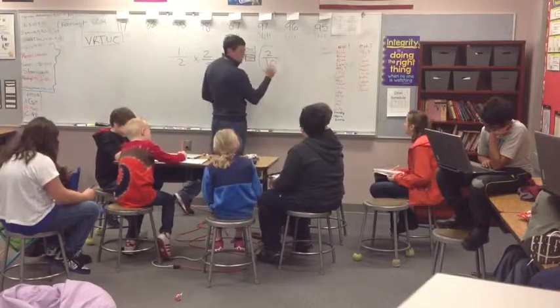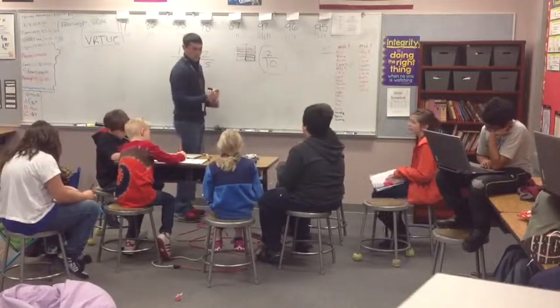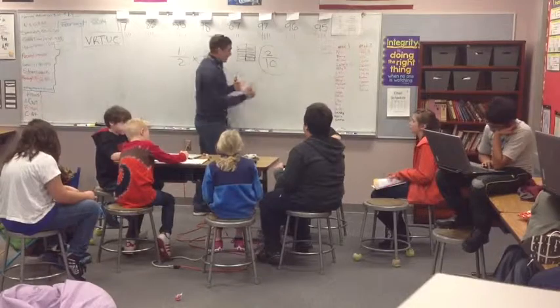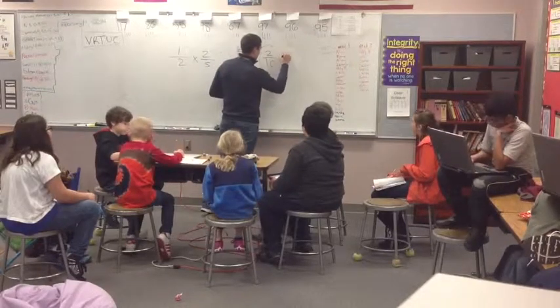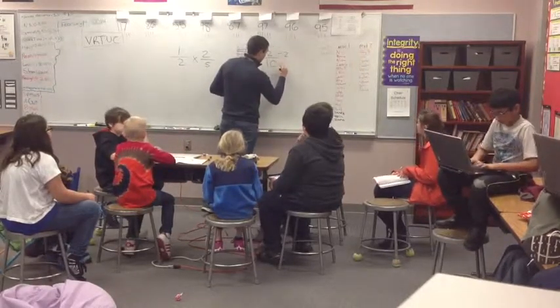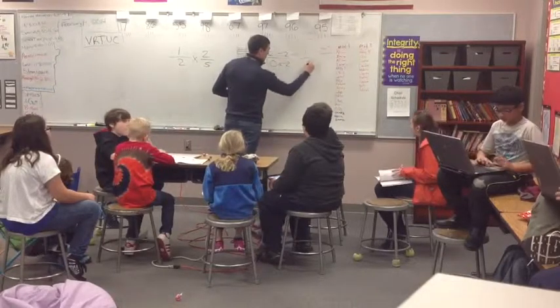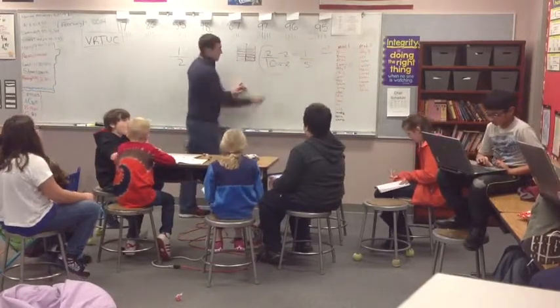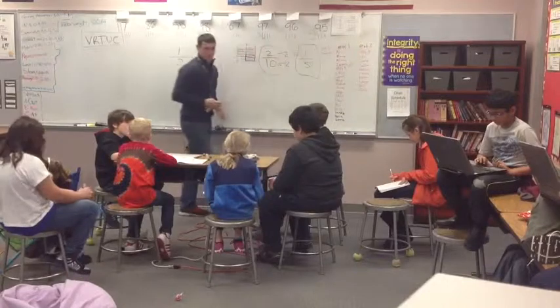Why is it 1/5? Because half of 10 is 5, divided by half. Okay, so we're going to divide this by 2 and divide this by 2, which equals 1/5. That's in simplest form? Yeah. Alright, there's your answer. Awesome.